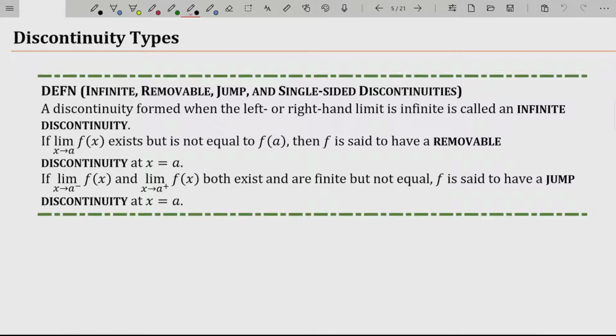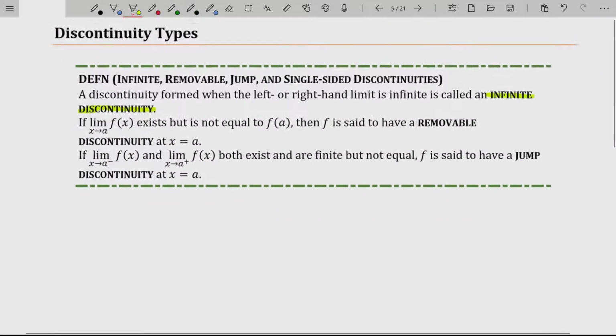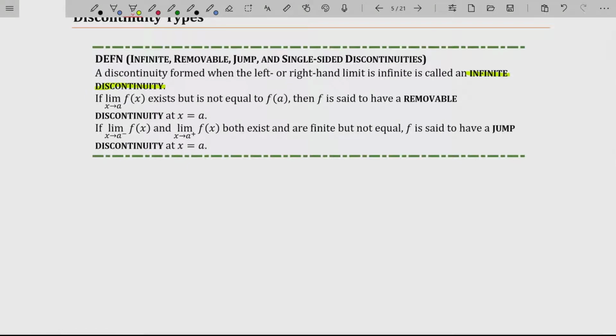Definition here. A discontinuity formed when the left or right-hand limit is infinite is called an infinite discontinuity. I'll give you an example of that here. Remember, a function's continuous if as x approaches a, the function approaches f of a. So this tells us that as x is approaching some value of a, our function is not approaching f at a, instead it's jumping off to infinity. So something like this. I'm just going to draw in a vertical asymptote here.